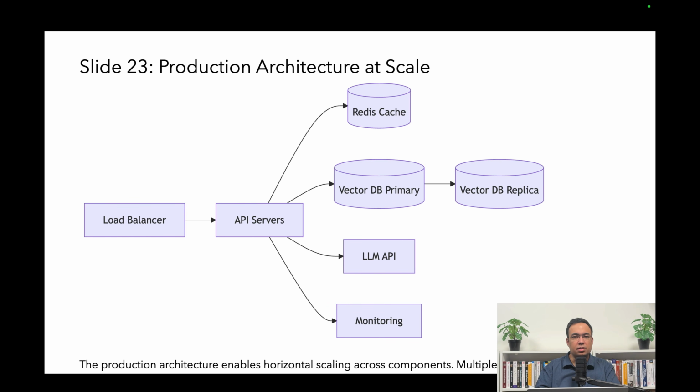If the primary fails, a replica can be promoted to primary automatically. It also distributes the read load across multiple replicas. With 3 replicas, you can handle roughly 3 times the read query throughput.